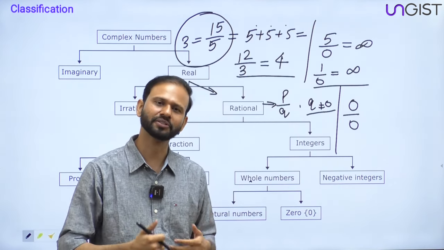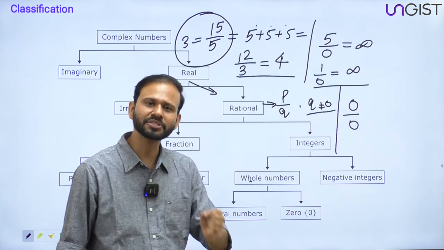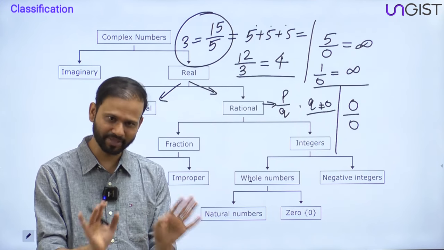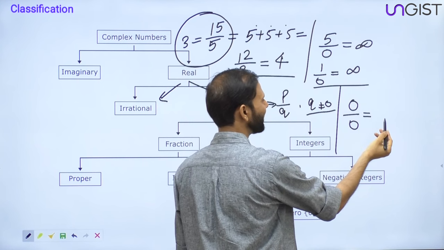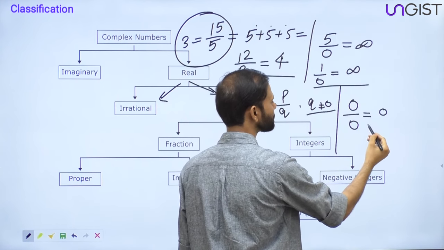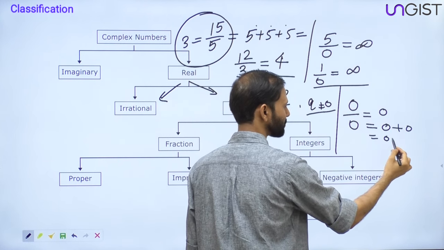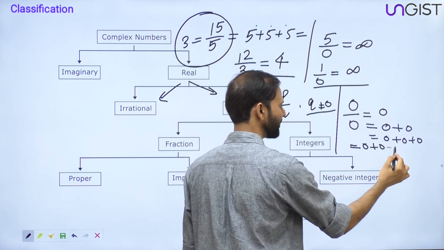Just go back to the definition. I mean, just go back to the basics. So here, how many times zero must be added to make zero? Right? This is the basics. Fine. So here, zero should be added zero times to make zero. Zero should be added one time to make zero. Zero should be added two times to make zero. Zero should be added three times to make zero. Zero should be added four times to make zero.